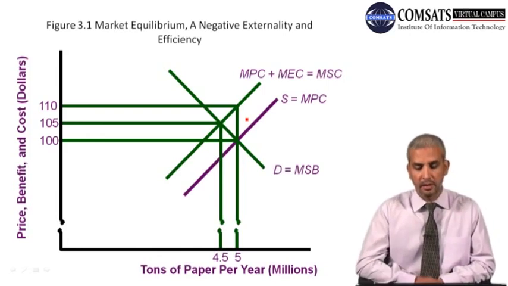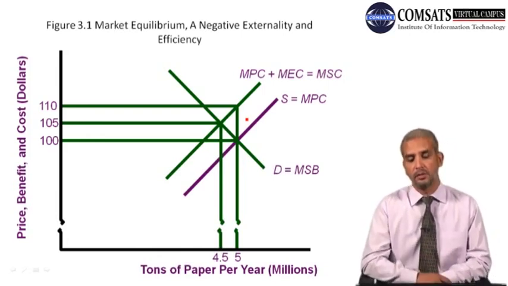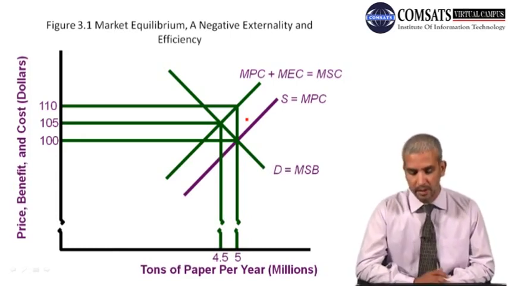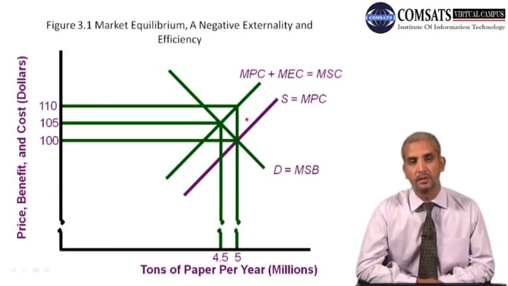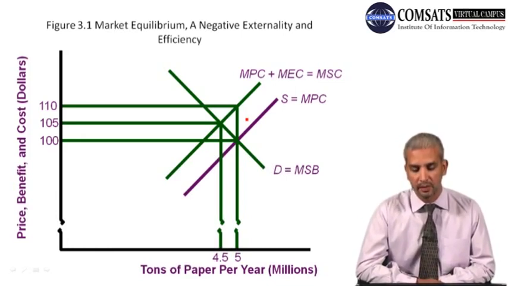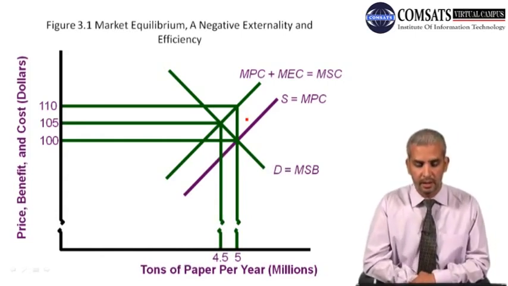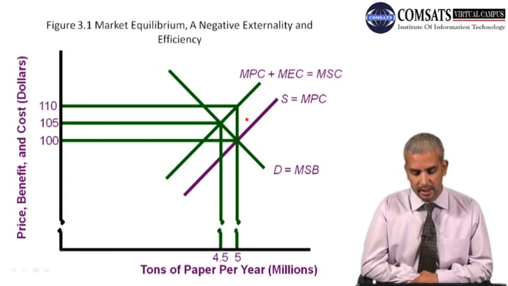Since the curve has shifted upwards, you can see the first one is the marginal private cost, the purple colored curve, and it has shifted upwards and toward the left of the x-axis. The marginal private cost also includes marginal external cost, and the total is the marginal social cost, and there is a new equilibrium in the market at around 4.5. Why is there a new equilibrium?